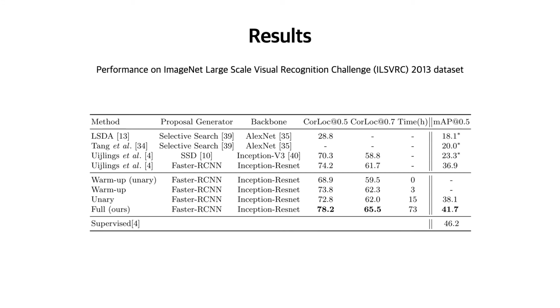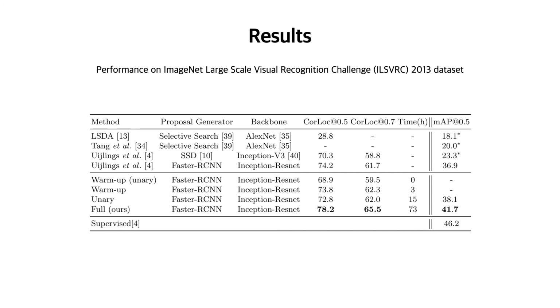Finally, we run our full pipeline on the ImageNet detection dataset and report the correct localization on the target set. Additionally, following the previous works, we also train a Faster RCNN on the target set and report its mean average precision performance on a held out target test set.